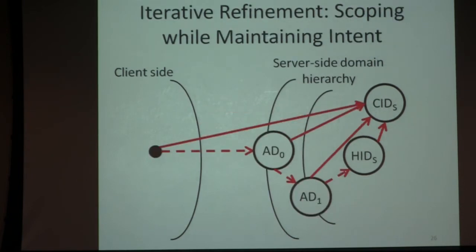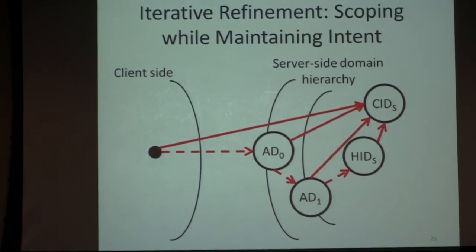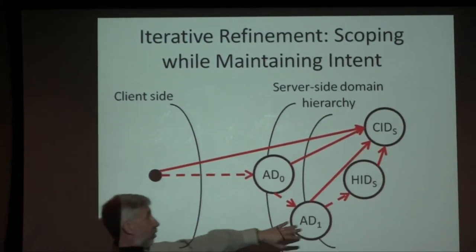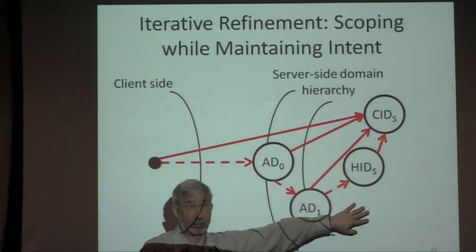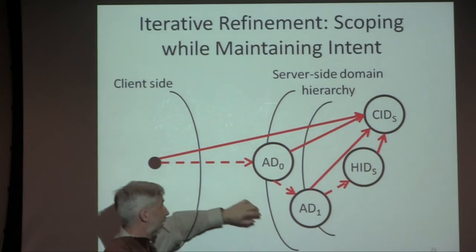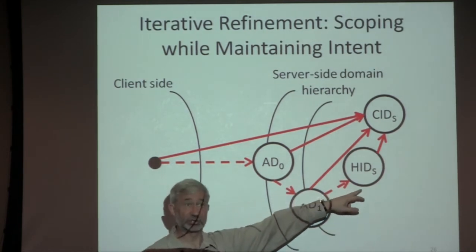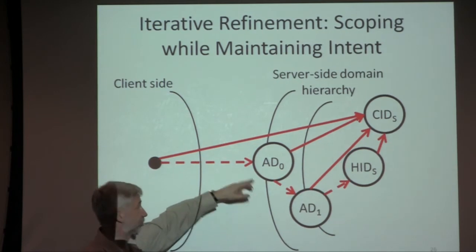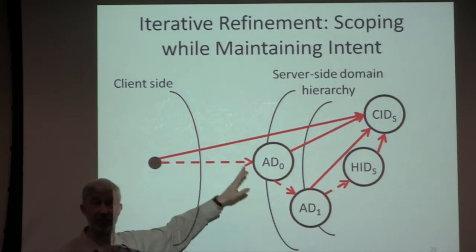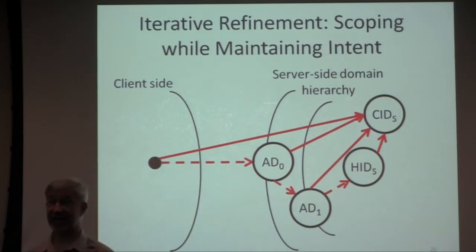Then we can do things like iterative refinement. I really want a CID, which I know exists at this AD because it's published by this organization. I know this host has it, because it's a web server, and there's a scoped address for the web server here. But anybody along the way that has a cached copy of this should be welcome as well.